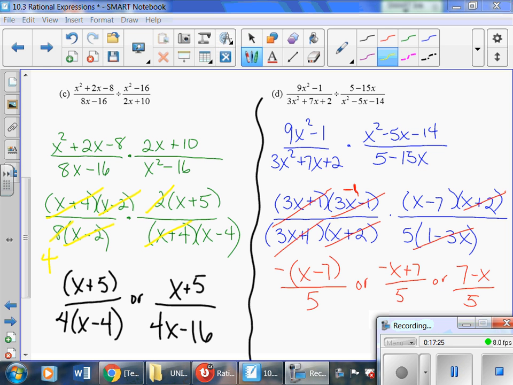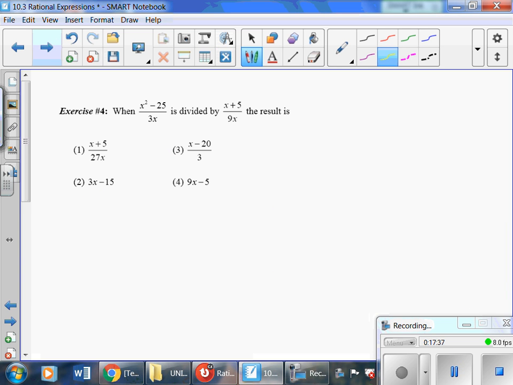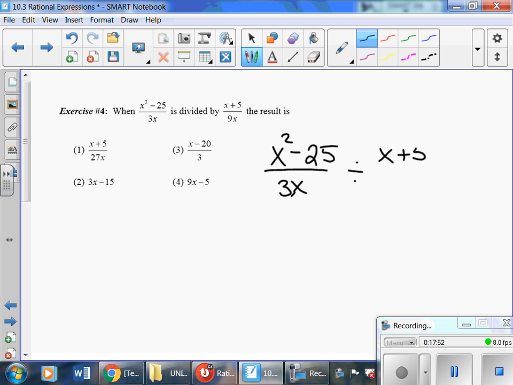So there's only one more to do, and that's exercise 4. Pause it if you need to write things down before we move on. All right, so it says when x squared minus 25, so basically it goes in order. X squared minus 25 over 3x is divided by x plus 5 over 9x.